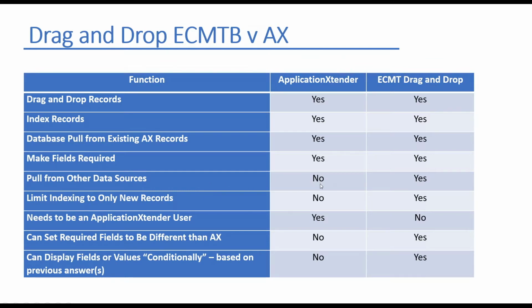So if you drag an invoice inside of ApplicationXtender, you can connect and pull some data from the existing data inside of AX. But if you want to go out to an outside database, you could not do that. With the web version of ECM Toolbox, you could connect to your other databases and add more information around that invoice. If you wanted to just allow the functionality of adding records inside of AX, only brand new records, but they can't modify existing indexes, ApplicationXtender doesn't have that ability, but we can set that up with the ECM Toolbox workflow.